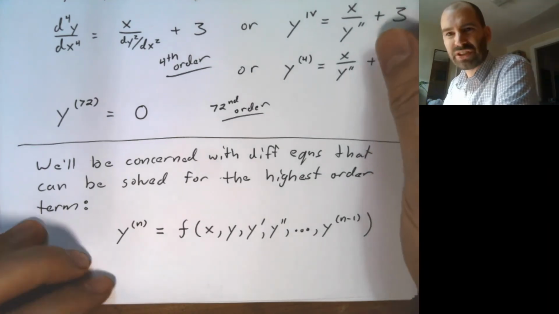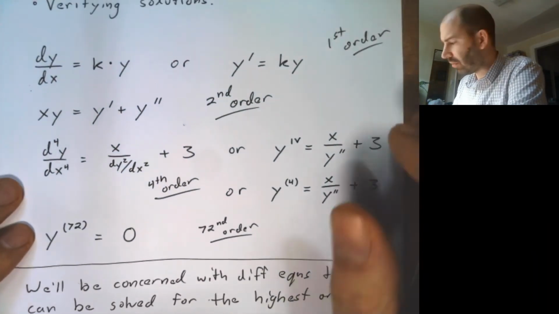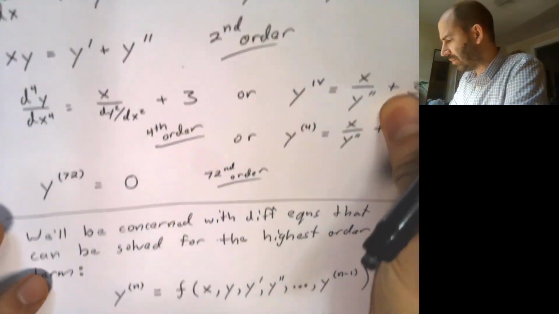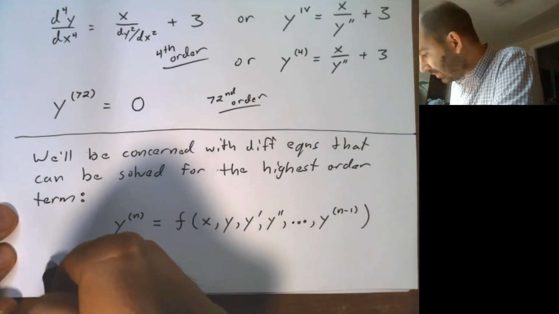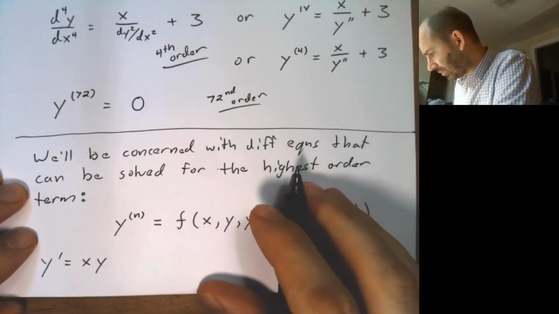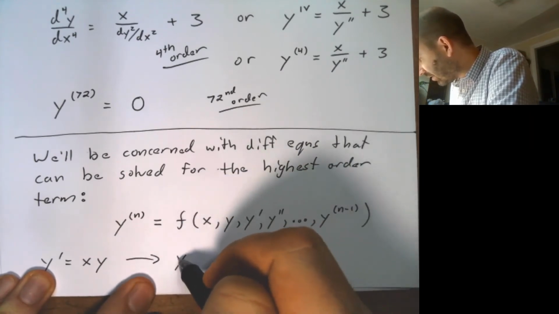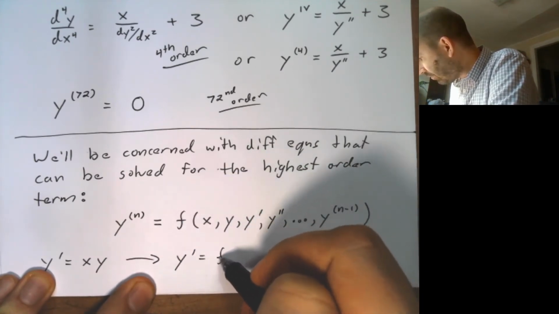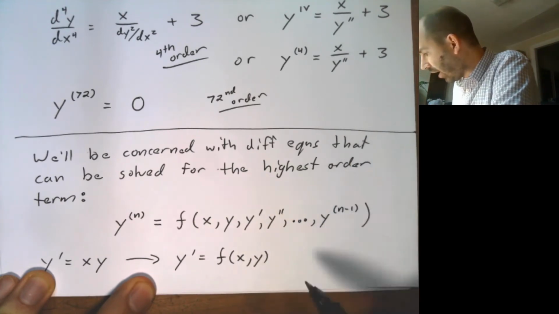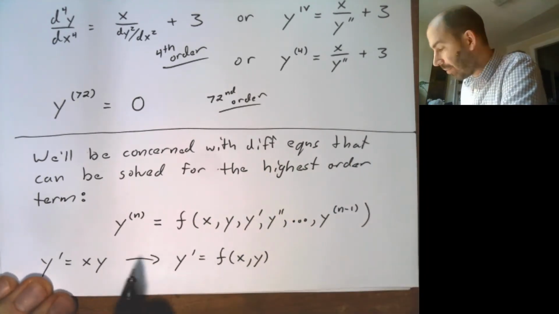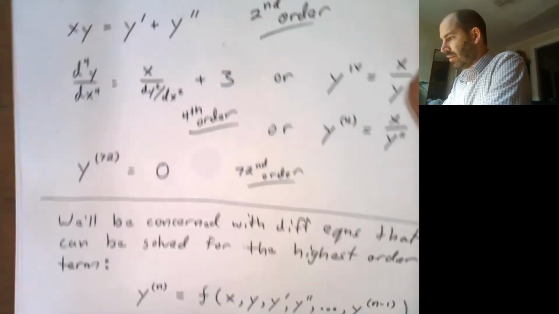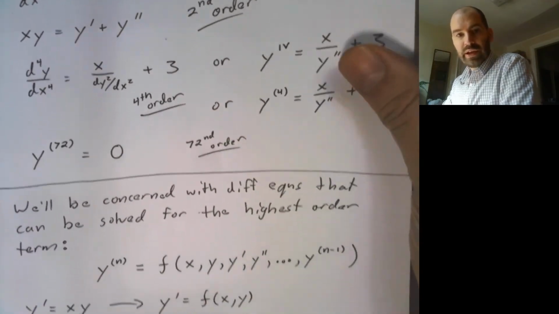So let's just look again at these examples that we looked through. y prime equals xy. Well, what does that become? y prime equals xy. Well, that's the same thing as saying that y prime is a function of x and y. The function of x and y just happens to be xy.